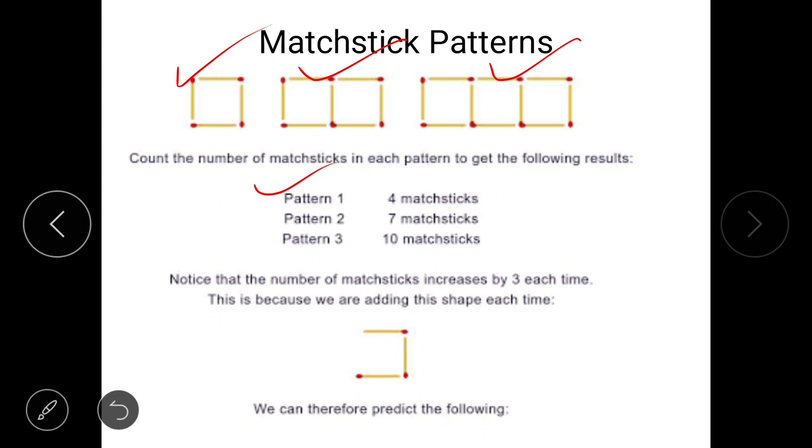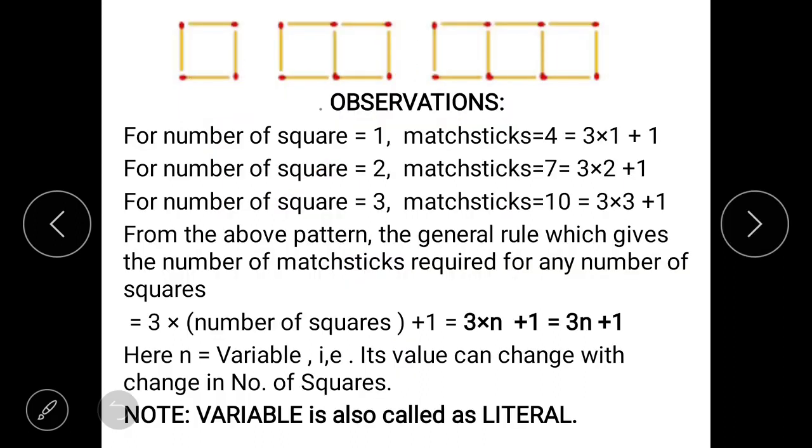Now we will observe how these patterns are formed. For that, let's move to the next slide. We have 3 arrangements here: first, second and third. In the first, 1 square; in the second, 2 squares; in the third, 3 squares connected to each other. For the first pattern, matchsticks equal 4. That equals 3 multiplied by 1 plus 1. Why I have written this, we will come to know later.